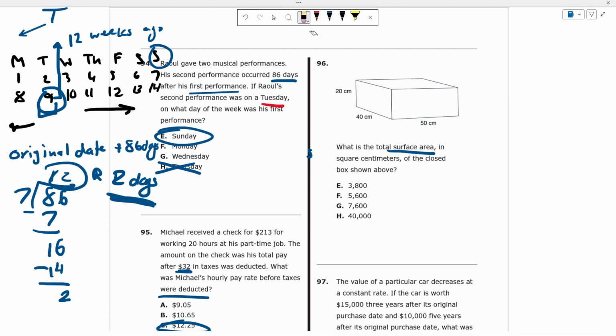We know that 20 times 40 is equal to 800. We know that 20 times 50 is equal to 1,000. And we know that 40 times 50 is equal to 2,000. Okay? But this does not mean that there's 3 sides on this box. Remember that there's another side directly opposite of this side. So there's also an 800 there.